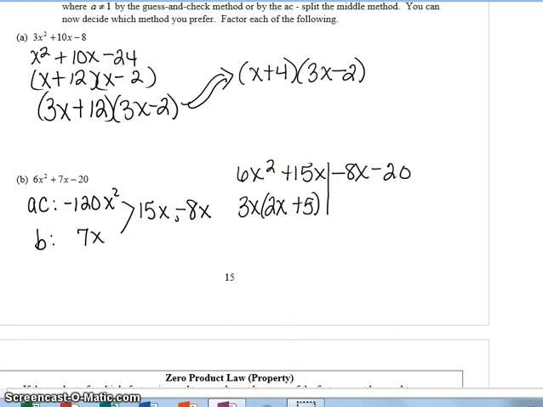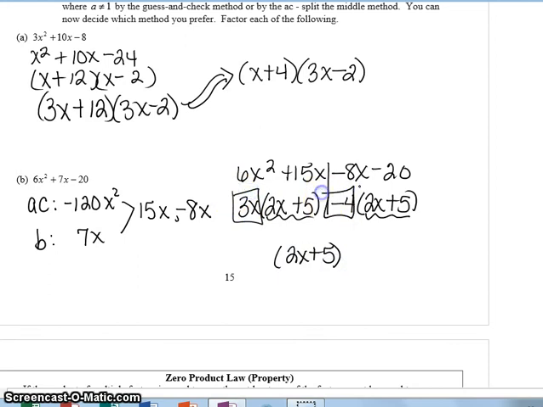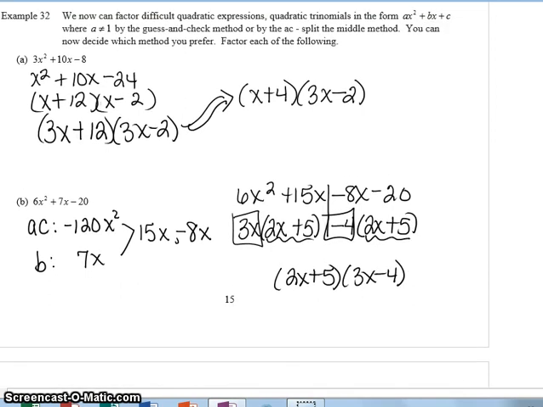Okay? Now on the other side, you're saying to yourself, what can I divide out of an 8 and a 20? I'm thinking 4. Okay, be careful with your signs. If I divide out a negative 4, a negative 8x divided by a negative 4 would give me my positive 2x, which I need. And my negative 20 divided by my negative 4 would give me my plus 5 that I need. So that matching binomial gets written one time only as 2x plus 5. And now my outsides, 3x minus 4, is my second binomial. Okay, and I think that is the last example for this one.